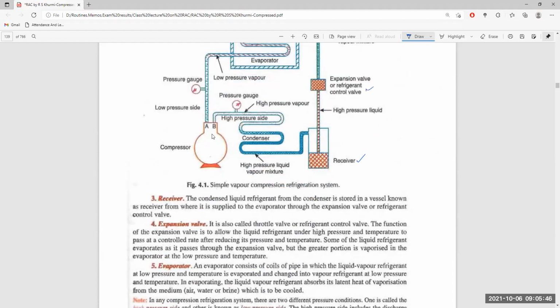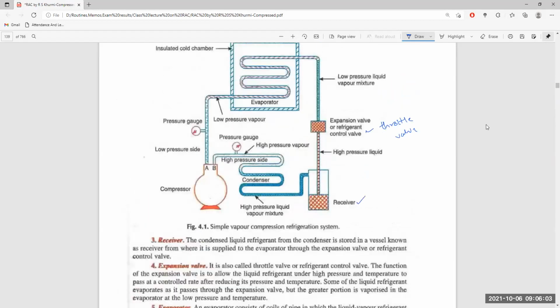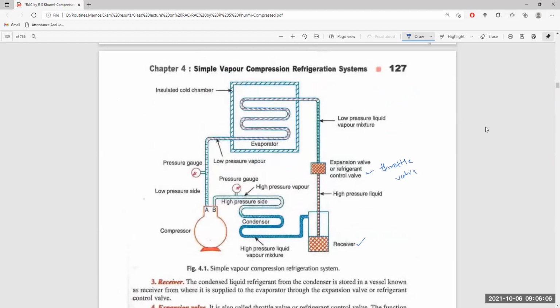And in the expansion valve or refrigerant control valve or throttle valve, the refrigerant is expanded, its pressure is reduced and temperature is also reduced, and it is in the liquid state and sent to the evaporator itself, where it is evaporated from liquid to gaseous state, thus absorbing the latent heat from the surrounding of the evaporator, making it cool, and then sent to the suction side of the compressor itself.